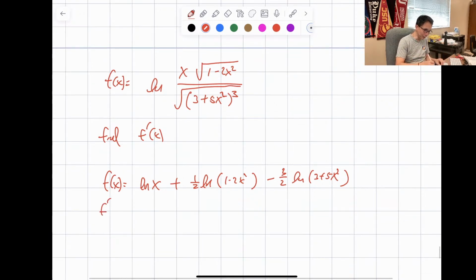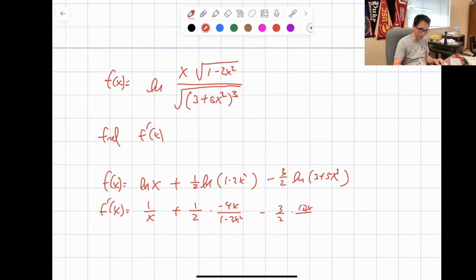Now I'm going to take a derivative. That's equal to 1/x plus 1/2 times negative 4x over 1 minus 2x squared. Is that okay? Because it's u prime over u. Minus 3/2 times 10x over 3 plus 5x squared. And that's it, you're done. Is that hard?